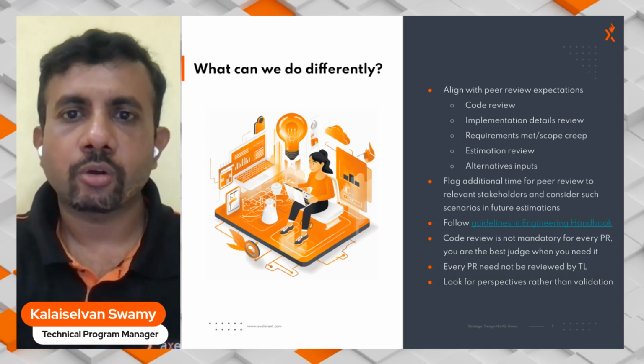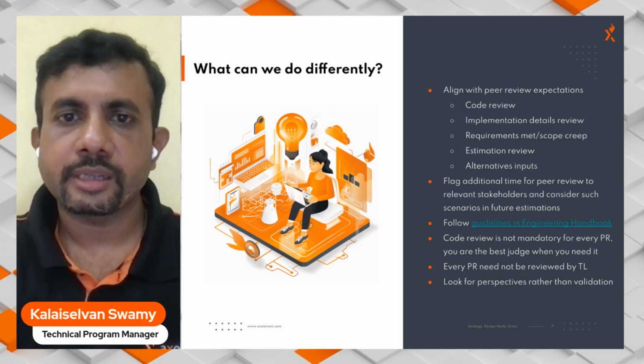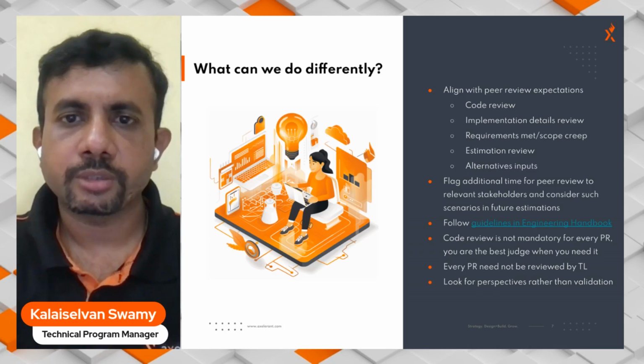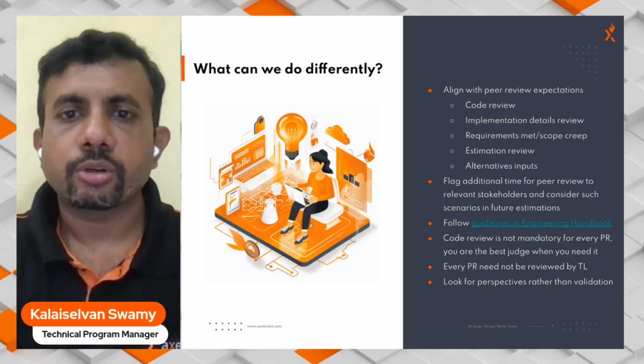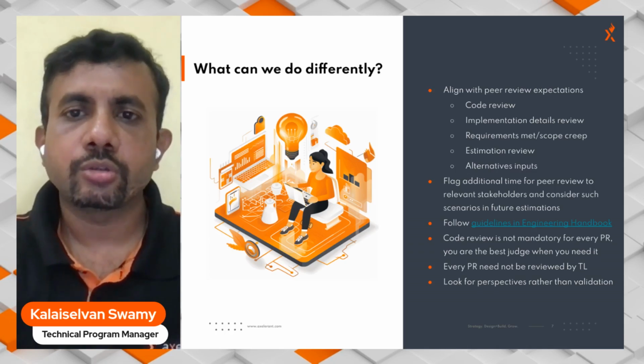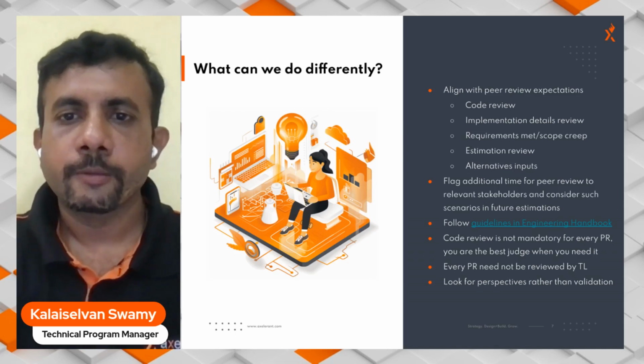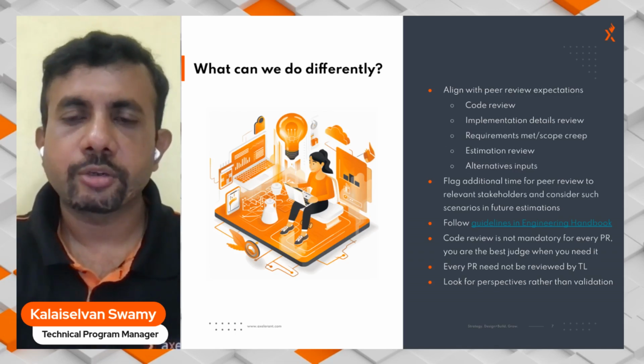And you can also get reviews on whether your estimates are right, and usually this is reviewed by the tech lead. And you can also get alternative perspectives and inputs on any other area across any phases, and this is where peer reviews become very important. So it's important that once you do all these things, you flag the additional time needed for these additional reviews with the relevant stakeholders, and also consider those in your future estimations. That way you don't spend unexpected time in reviews.